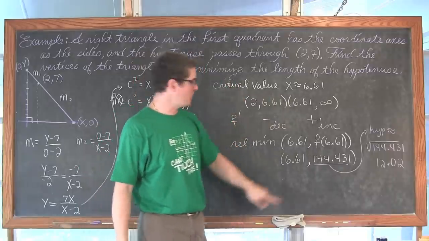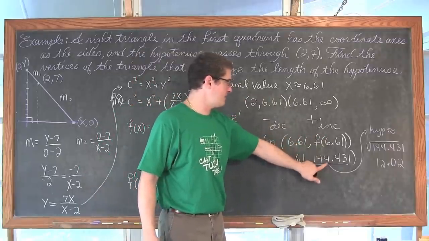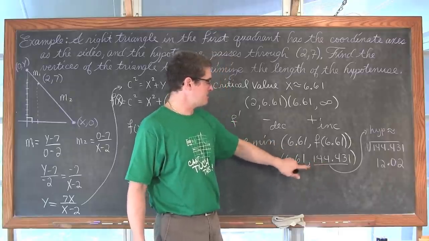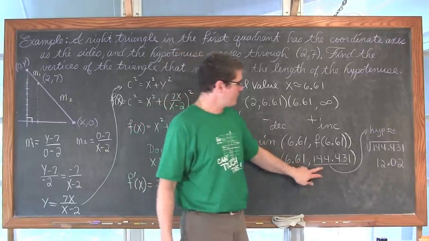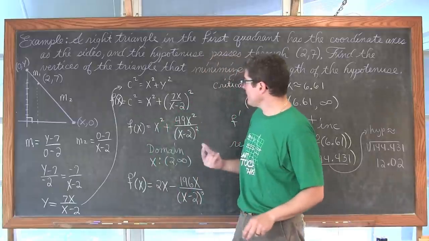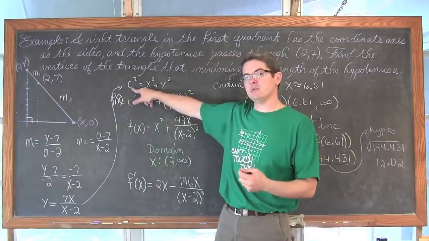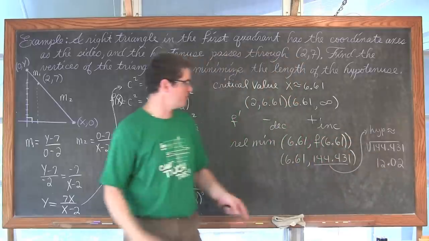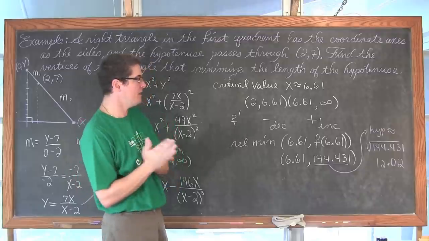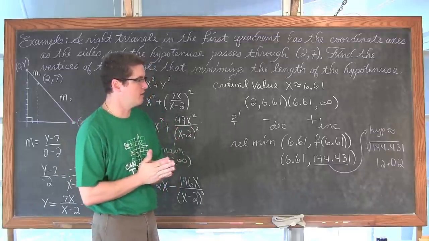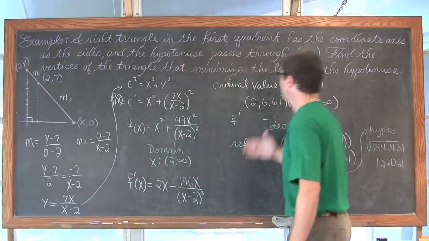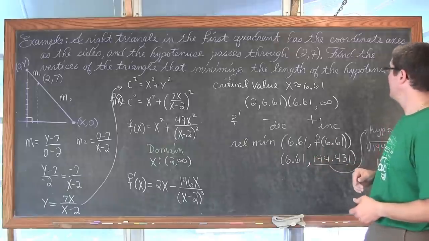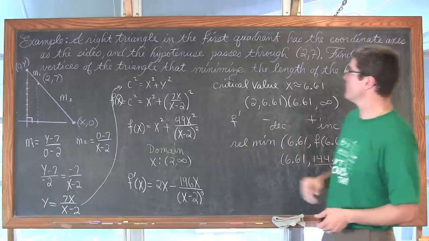It wasn't asked in the problem, but I went ahead and found the relative minimum value of the function at 6.61. But remembering that I really just let the function stay equal to c squared, that gives us a hypotenuse that's approximately, when I square root that, 144.431, of about 12.02. But the question asks for the minimized length of the hypotenuse. Make sure you do answer the question. It asked for the vertices.